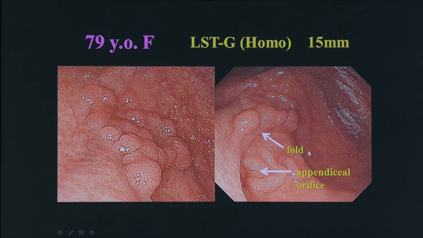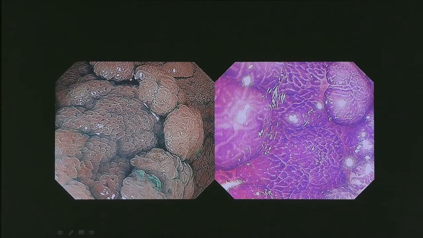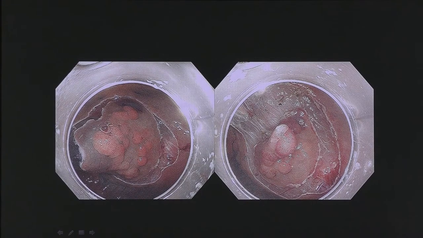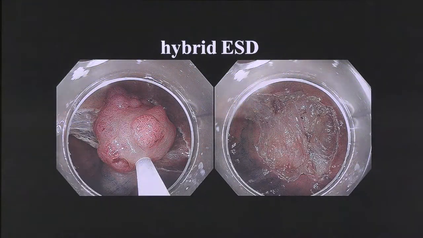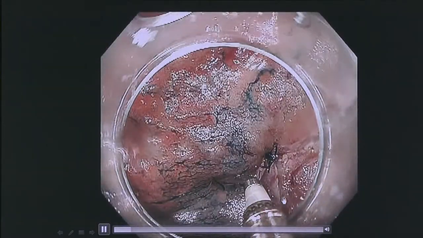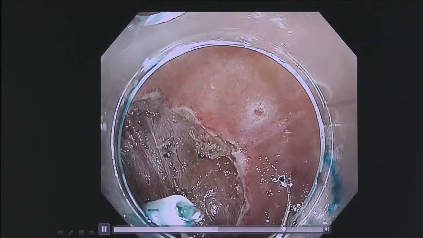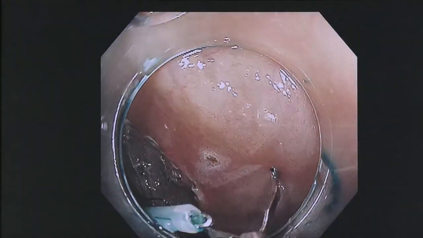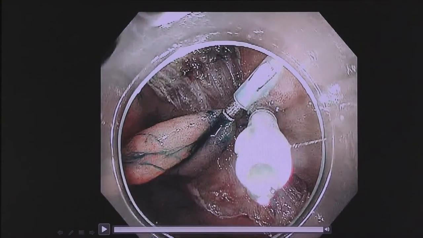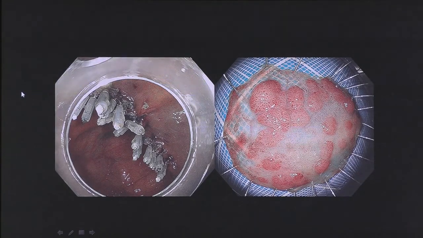I performed this case also in the live demonstration course. The hybrid ESD was performed. The patient was high risk for bleeding. I put the clip with the loop, and now I'm hooking the loop with another clip and fixing the loop at the opposite side of the mucosal defect. Now the wound is narrower and it is easier to suture with clips. The defect was completely sutured, so there was no bleeding afterwards.